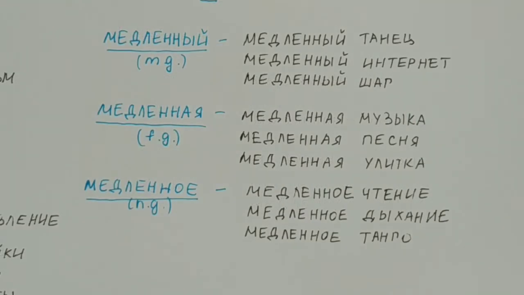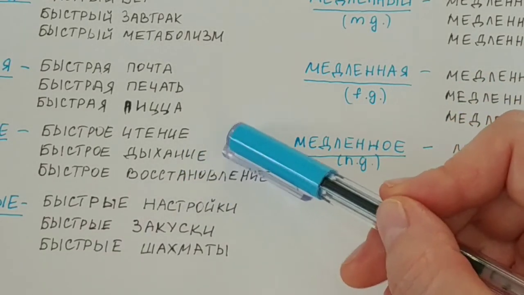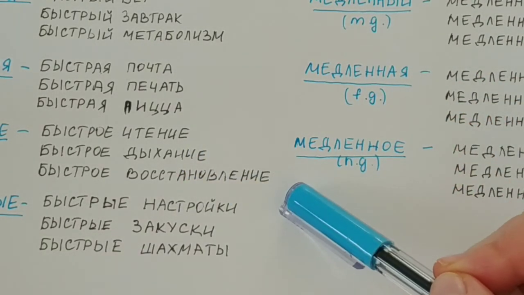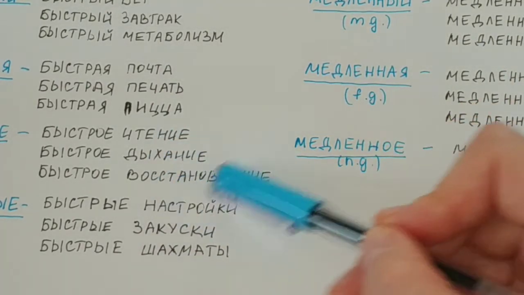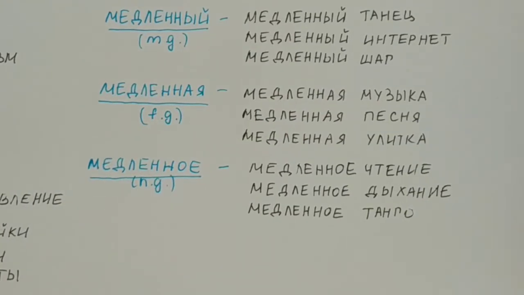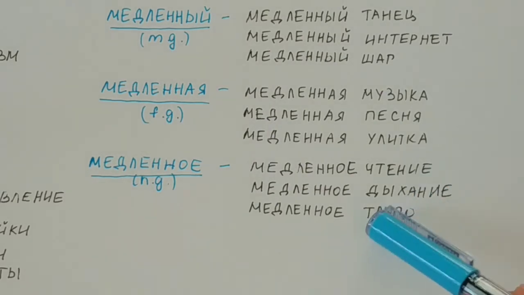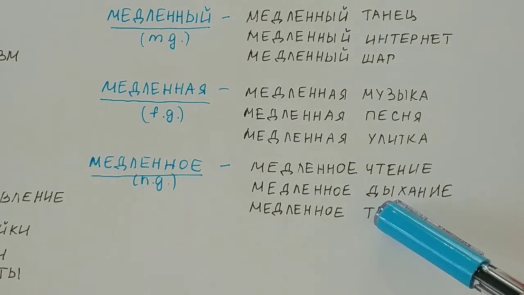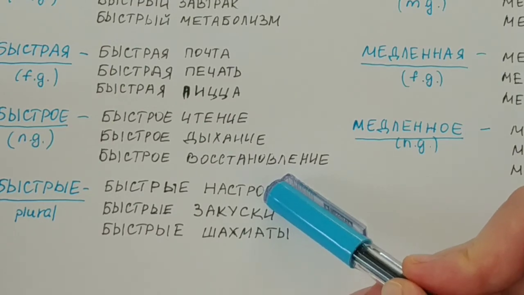For the neuter gender version of this adjective, which is медленное, I'm basically giving you the same examples that I gave for the opposite adjective, which is быстрый, and there we used чтение, reading, дыхание, breathing, and восстановление, recovery. We can use all of them with медленное, saying that all of these notions are slow. So, for example, we can say медленное чтение, meaning slow reading, медленное дыхание, meaning slow breathing, and медленное восстановление, slow recovery.